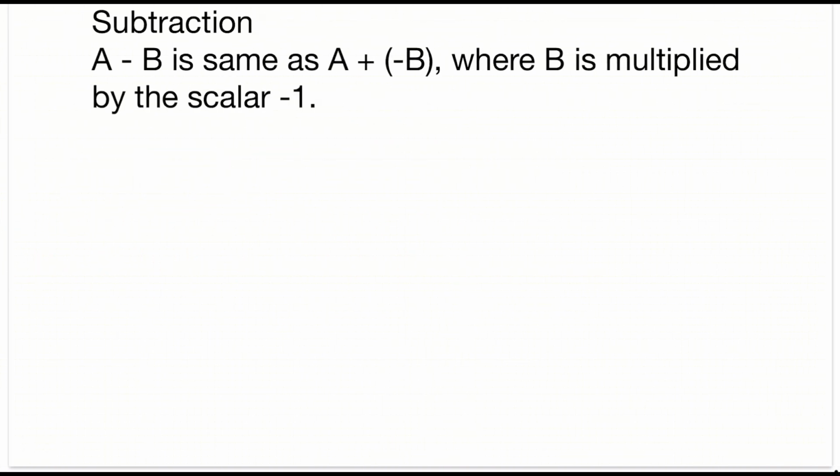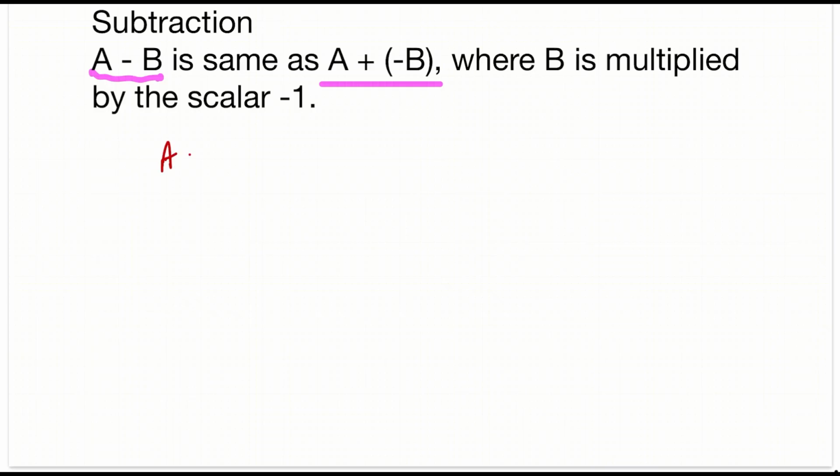Next, let's look at subtraction. A minus B is the same as A plus minus B, where B is multiplied by a scalar, minus 1. We learned about multiplication by scalars in the first video. It just changes the sign in case it's minus 1. So let's do an example here.